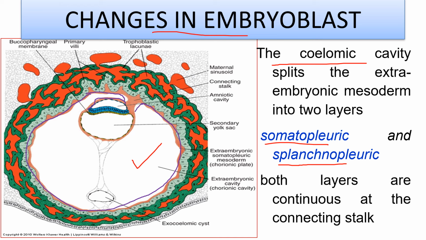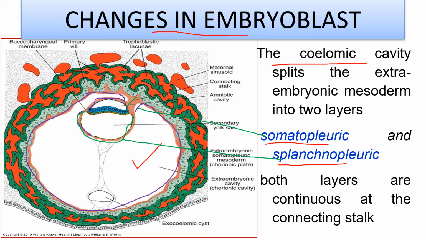Now we will see the splanchnopleuric mesoderm. Splanchnopleuric mesoderm is lining the yolk sac. We will take the other color. So this is called splanchnopleuric, and this is called somatopleuric.